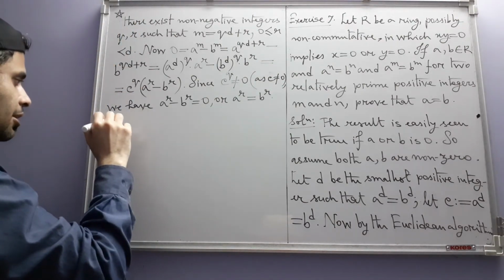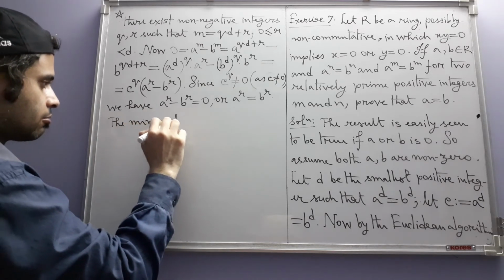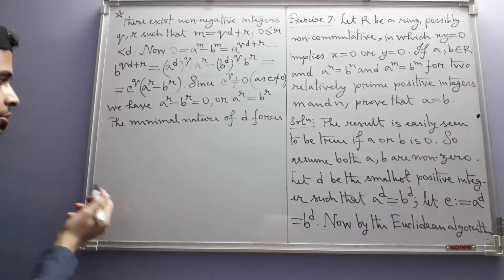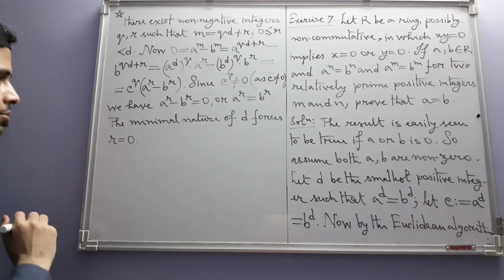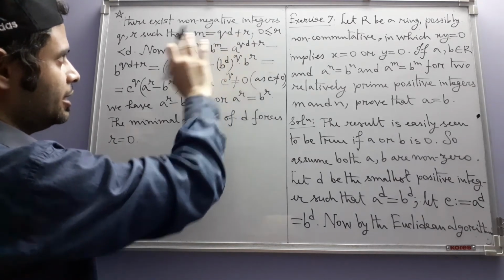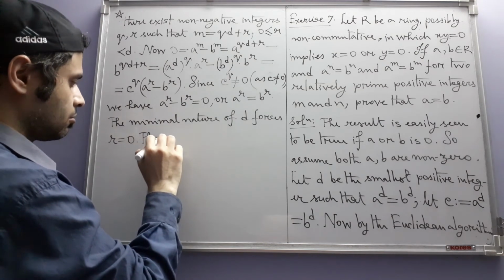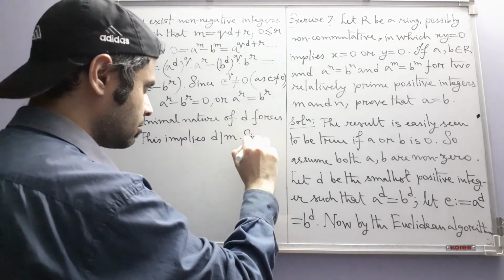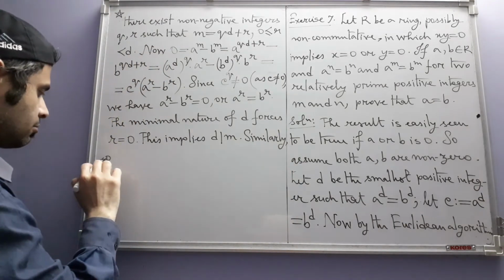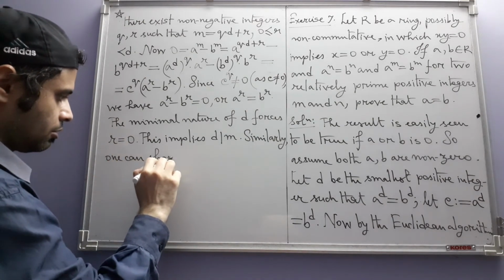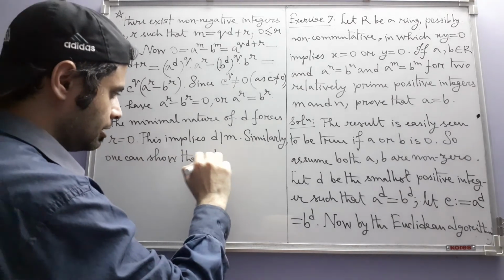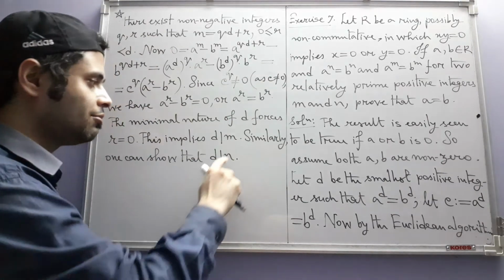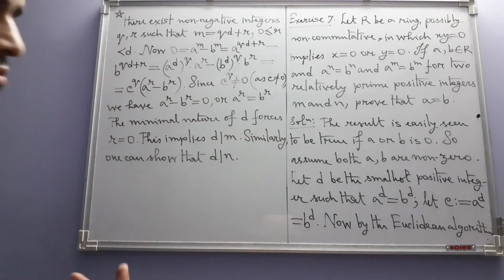So we write like this: the minimal nature of D forces us to conclude that R is equal to 0. Now if R is 0, that just means that D divides M. D divides M. Similarly, one can show that D divides N. By working with N in place of M, one can show that D divides N. So D is a common divisor of M and N, so it will divide their greatest common divisor.